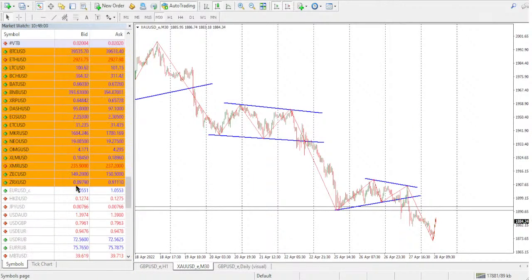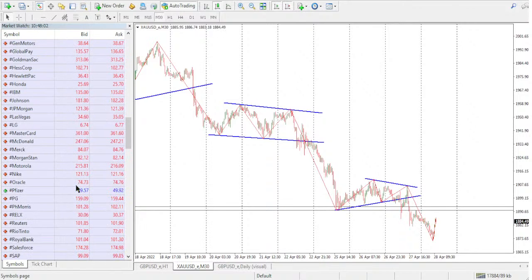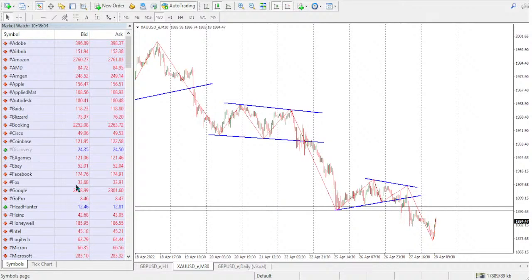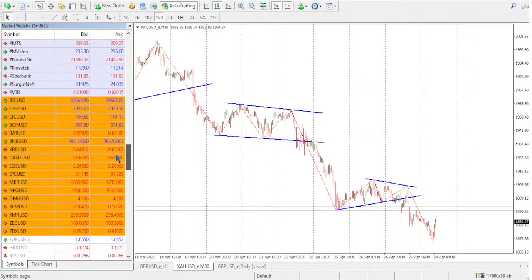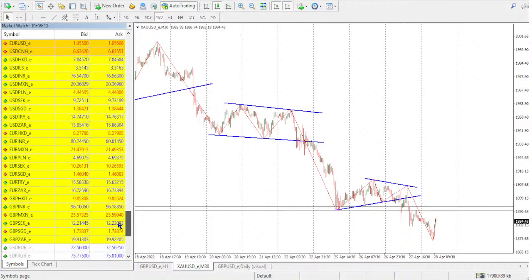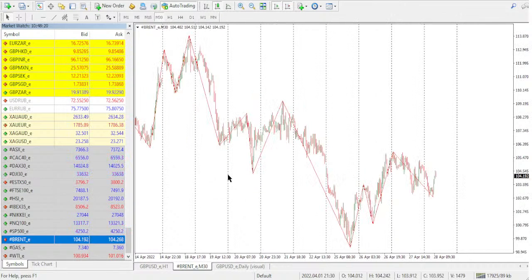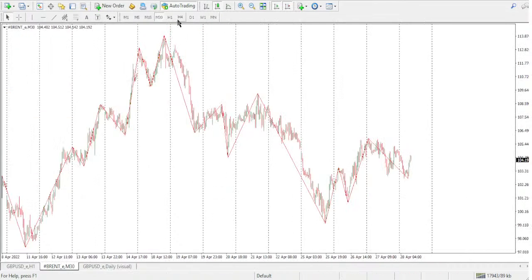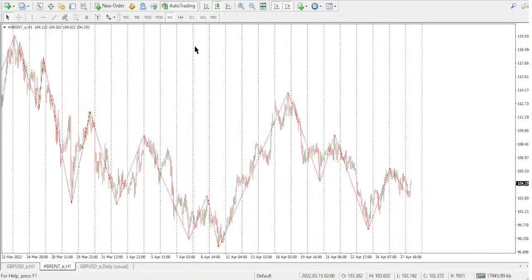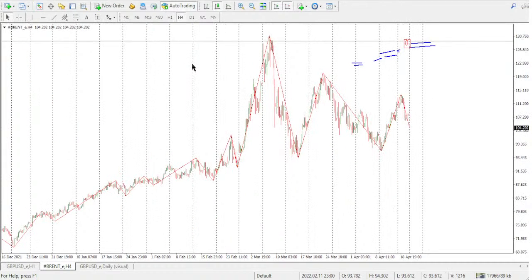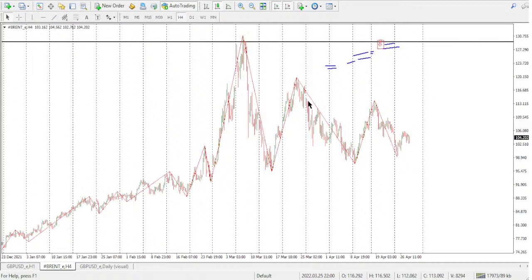The next chart which I want us to look at is the Brent oil. We go to 1 hour. It doesn't look very good for us. Yes, for us it looks like we do have something forming.